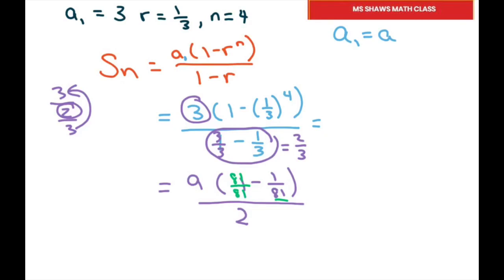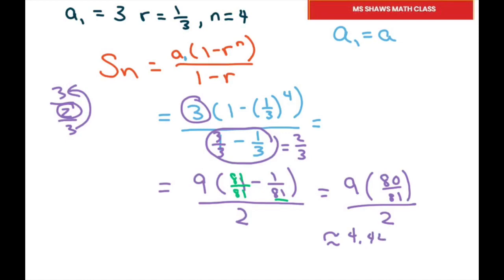I forgot my a. My a is going to be 9 now, because 3 times 3 is 9. So you're going to get 9 times 80 divided by 81 divided by 2. Now, when you do it that way, it's a lot simpler to put in the calculator. So you have 9 times 80 divided by 81, and divide that by 2, and your approximate value would be 4.44 repeating. If you hit math enter on your calculator, this equals 40 divided by 9.